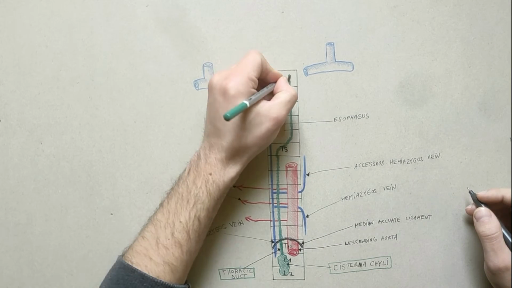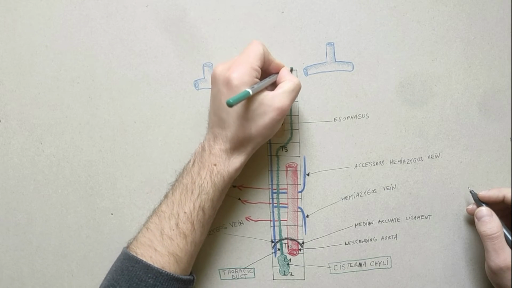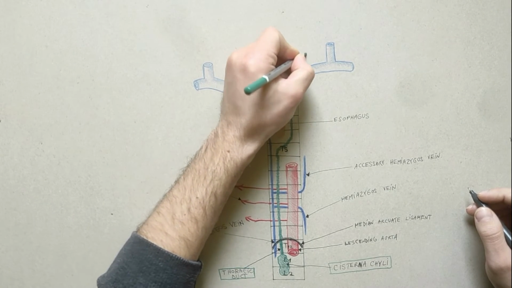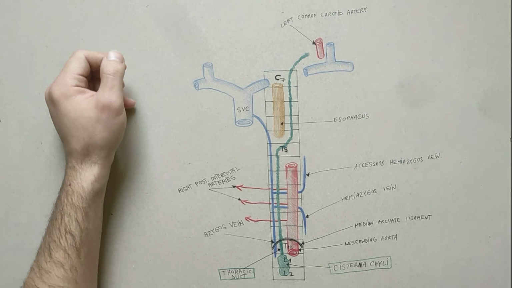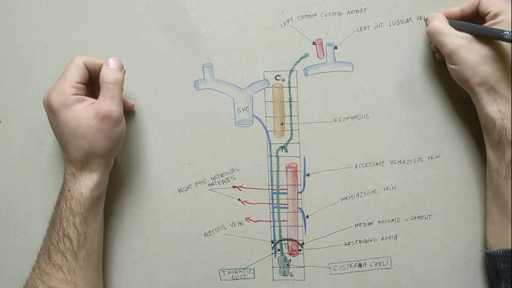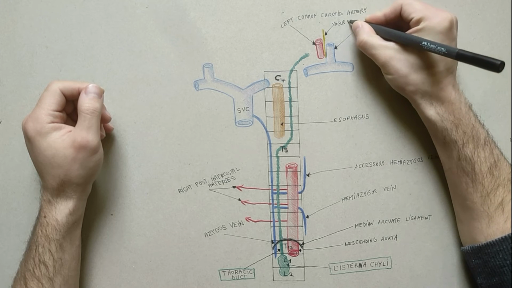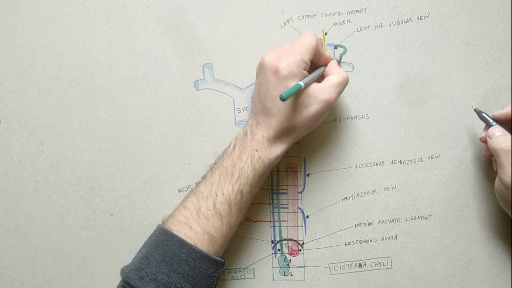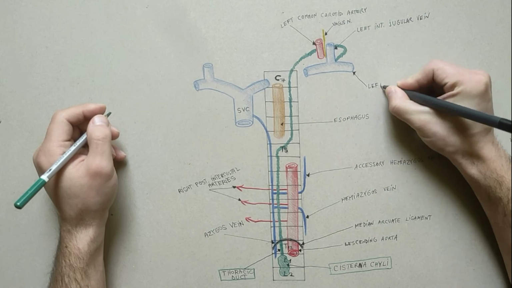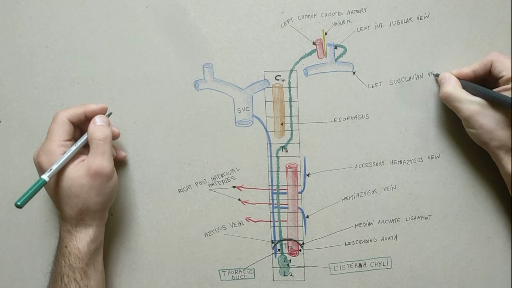At the root of the neck, it arches laterally at the level of C7 vertebra, behind the left common carotid artery, left internal jugular vein, and left vagus nerve. Finally, the duct terminates by opening into the junction of the left subclavian and left internal jugular veins.